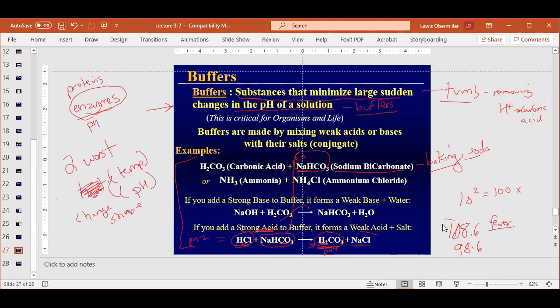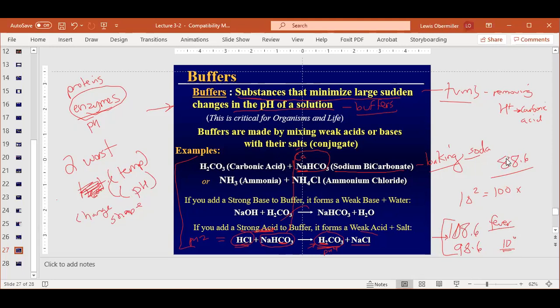So what's the difference between these two? About a 10-degree difference. So if your body temperature went up 10 degrees, you would be dead. If it went down 10 degrees, you'd also be dead. It would take longer to kill you if you were cooled off because molecules move slower when you're cooler, but you'd still eventually die if your body temperature went down to 88.6. Your molecules would change their shape and you would die.